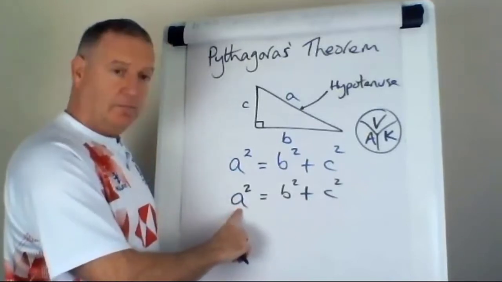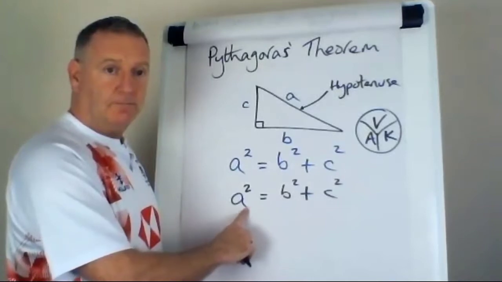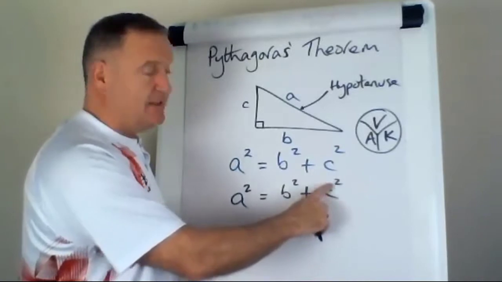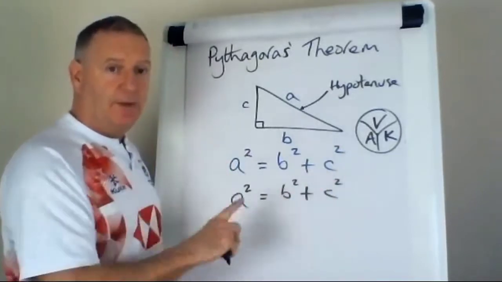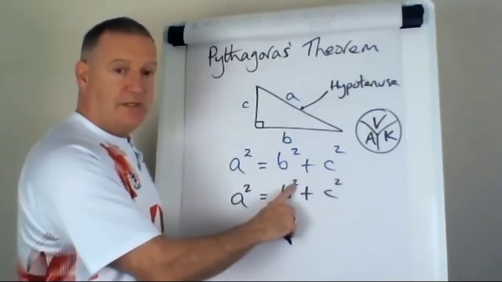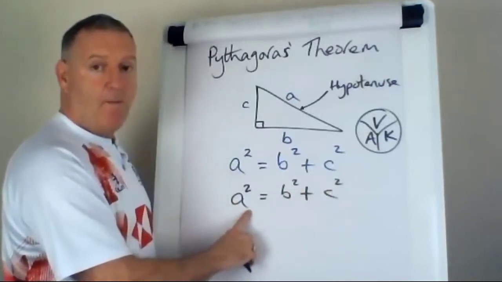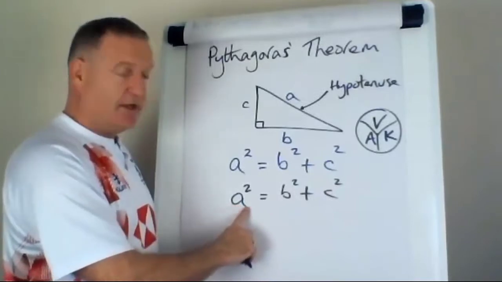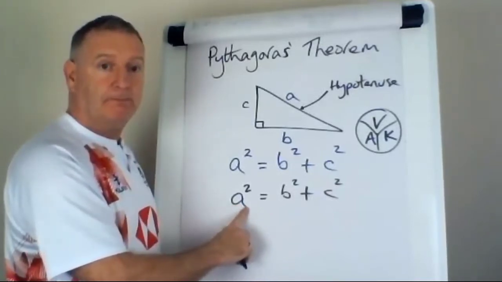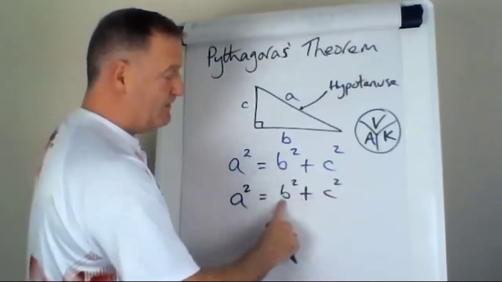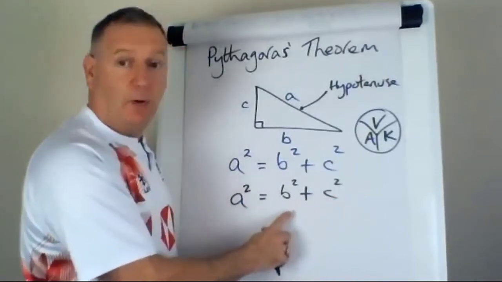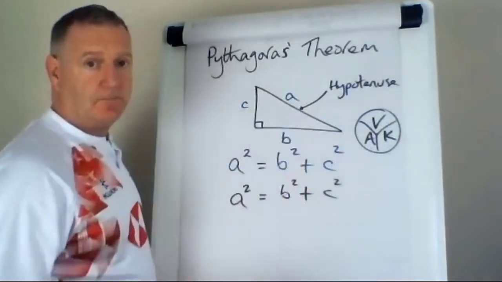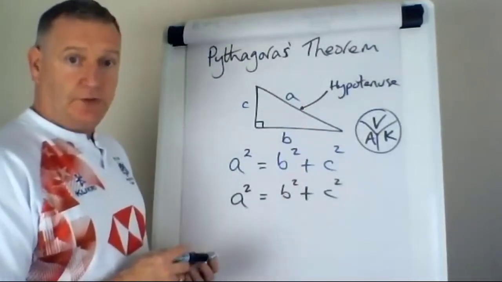Same value. How much is there here, Nathan? B plus C. No. Square. B squared add C squared. It's not B plus C. No. B squared plus C squared. How much is there here? A squared. Yes. How much is there here? B squared add C squared. Perfect. How much is there here? A squared. Perfect. How much is there here? B squared add C squared. Ta-da. Okay. Good.